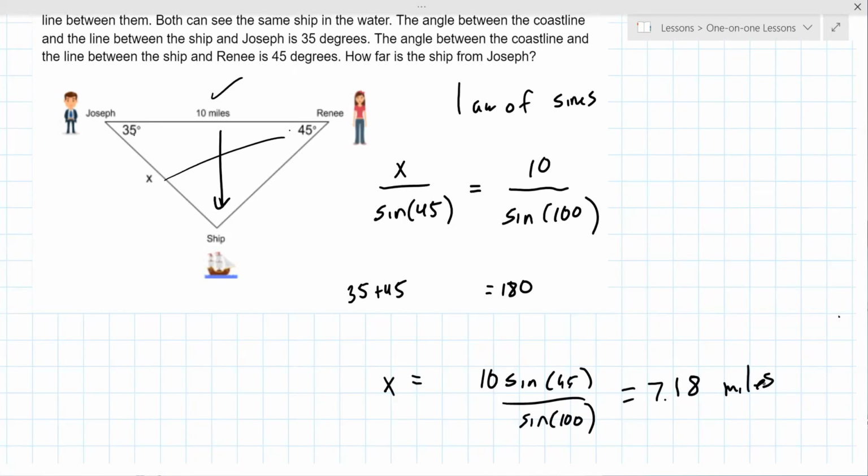That seems reasonable too. It is, and they could just as well ask you for y. Y is the other distance, but they don't. Okay, can we move on to part number 2? Let's go for it. All right, number 2.